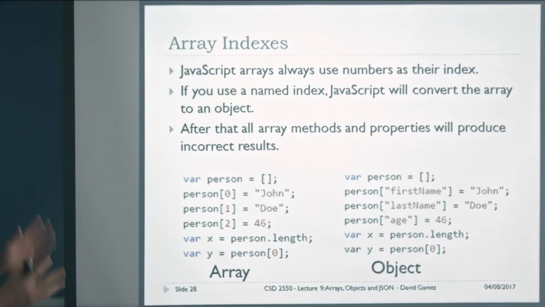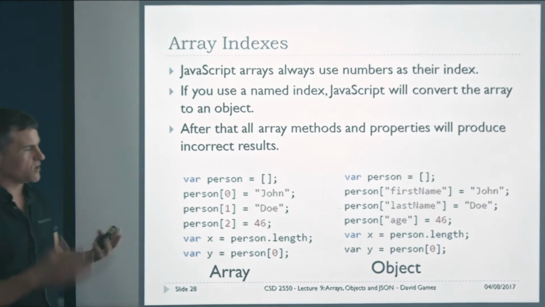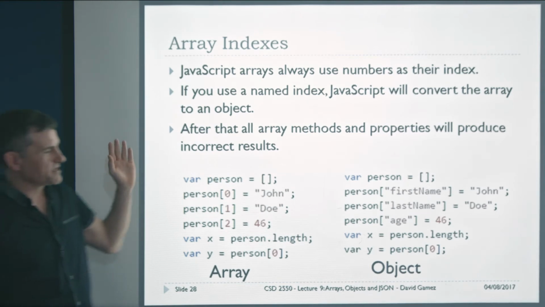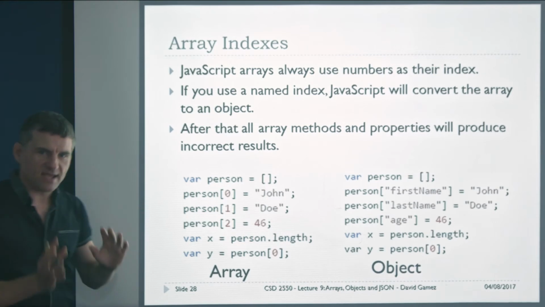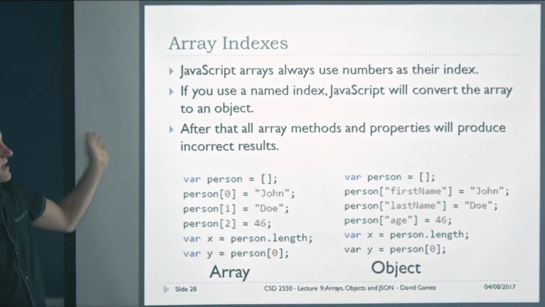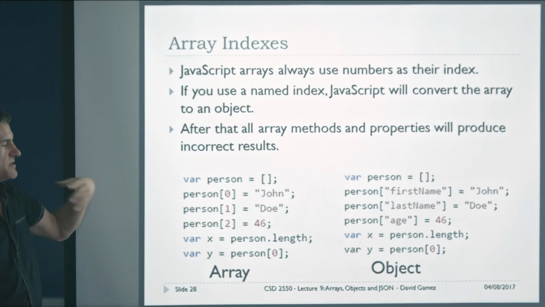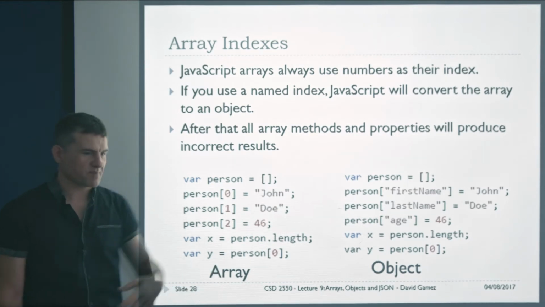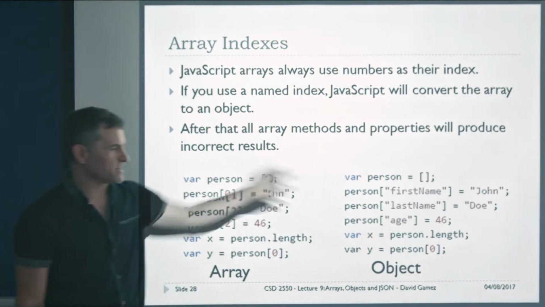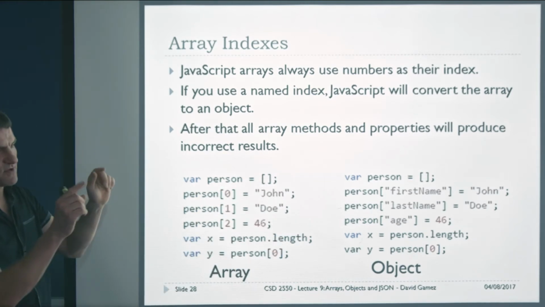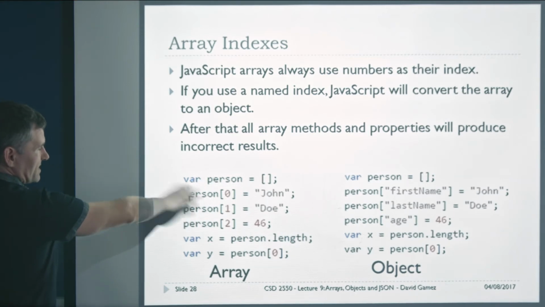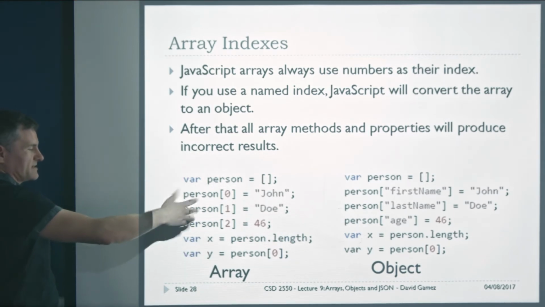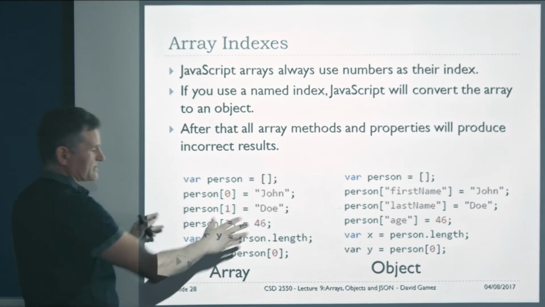Just a little bit of a warning here, really. JavaScript arrays always use numbers as their index: 0, 1, 2, etc. If you suddenly switch to using named indexes, then JavaScript will immediately interpret your array as an object, and after that all array methods and properties will produce incorrect results. So you won't be able to use length or splice or any of this kind of stuff if you start using strings. Even a number in quotation marks is probably going to give you problems. So always use straight integers as your indexes to access different parts of the array, and it'll stay as an array.